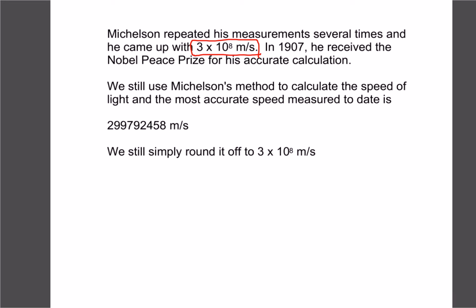The most accurate that's ever been measured to date is pretty close to what he calculated, and you can see we're just a bit under 3 times 10 to the 8th, roughly 2.9979 times 10 to the 8th, but if we round it off, we're still using the 3 times 10 to the 8th that Michelson calculated. And that's it for the speed of light.